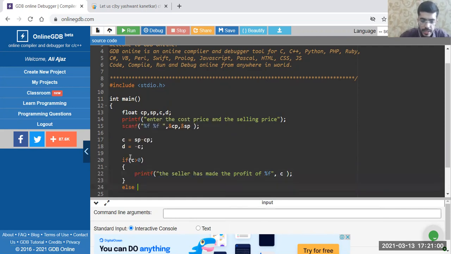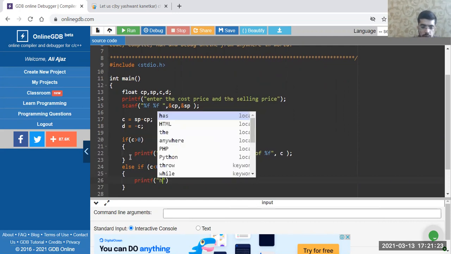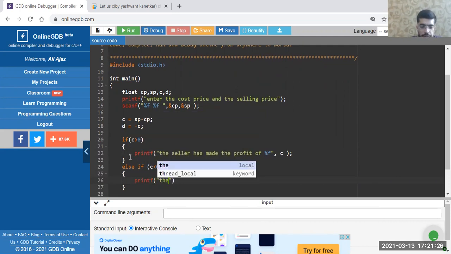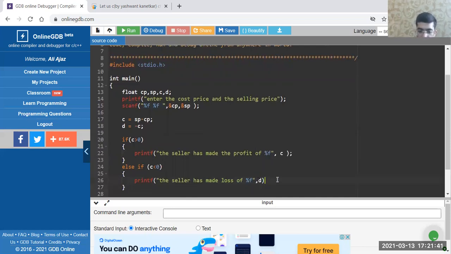Then we have the second condition, when the user has made the loss. So what we'll add over here is 0 is greater than c, which means the c value is less than 0. So what we are writing over here is: the seller has made loss of %f and d. Now I'm telling you why we have used d over here.